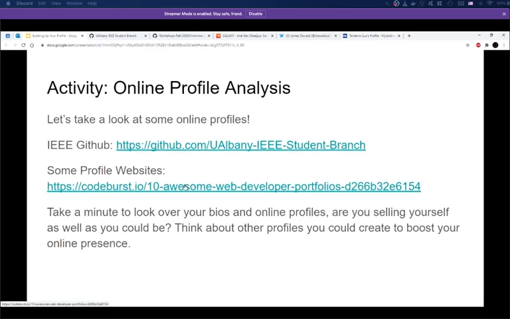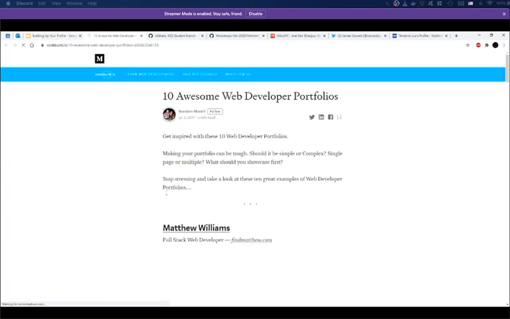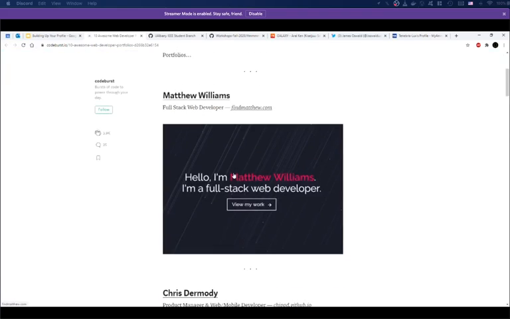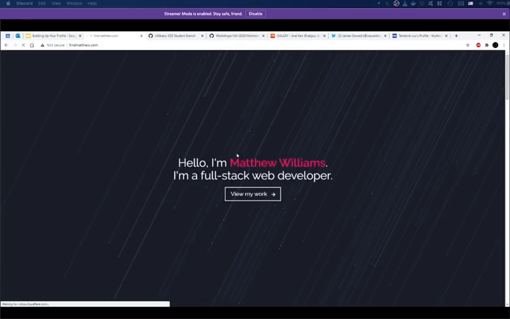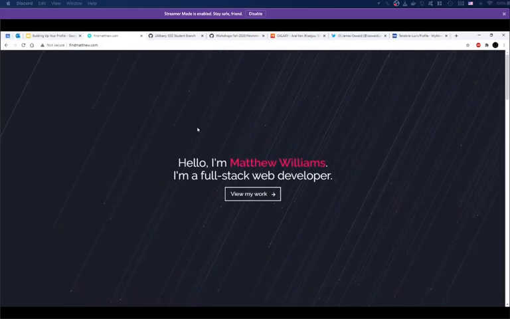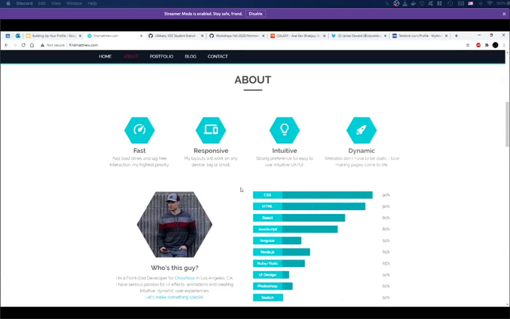Let's take a look at some profile websites. So this is what I was talking about earlier, right? Developers, and honestly, it's not hard. GitHub will literally give you a free static website. Take a look at some of these static websites. Look at this. Do you see how fancy this is? It's beautiful. Okay, view my work. What does he have? Look at this.